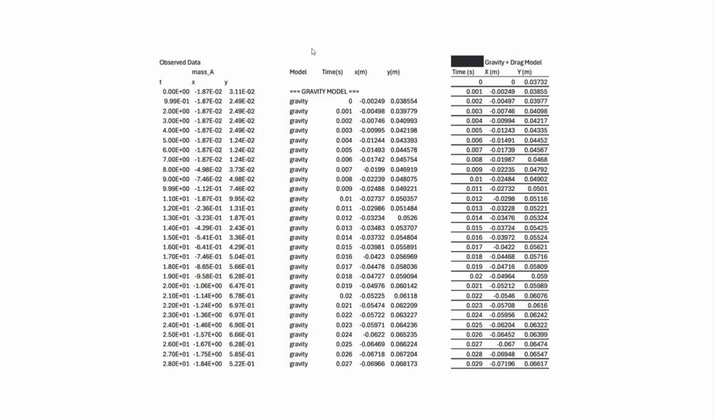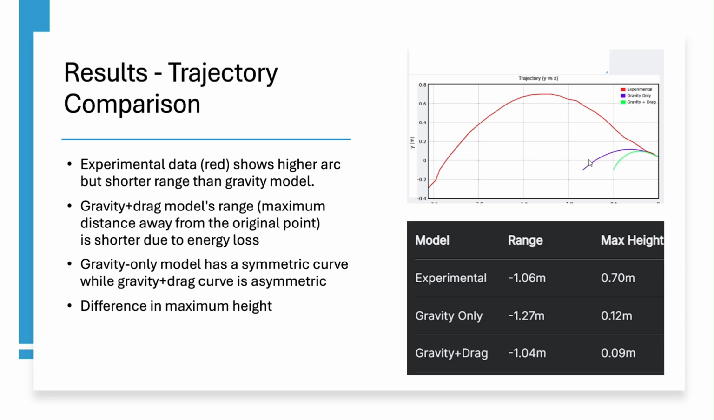Here is all the data side by side between the three models. As you can see, there are significant differences, which we will discuss on our next slide. Between the models, we notice a significant difference between the maximum height and the range, which is calculated by the paper's displacement.